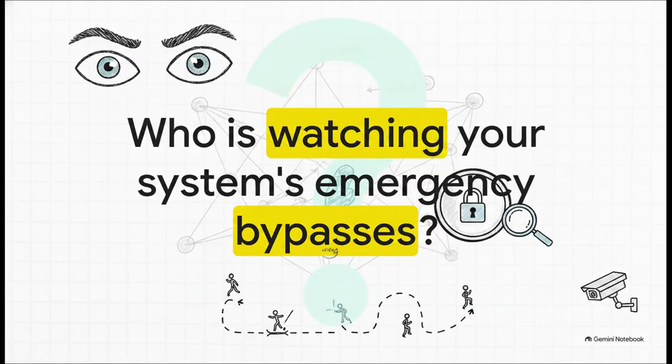You must aggressively monitor these bypasses. The logic is totally inescapable. If someone in your organization has the technical power to skip the rules, an automated, unalterable system absolutely must be watching them do it. Trust is great, but automated verification, that's essential.